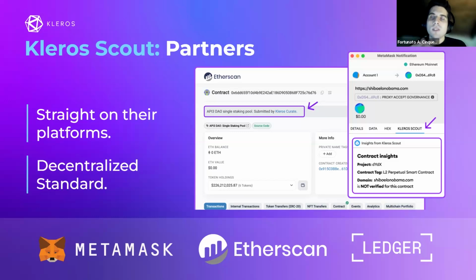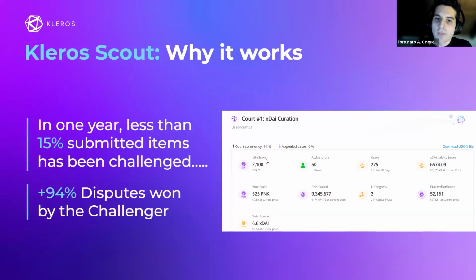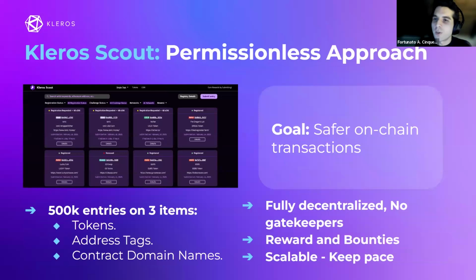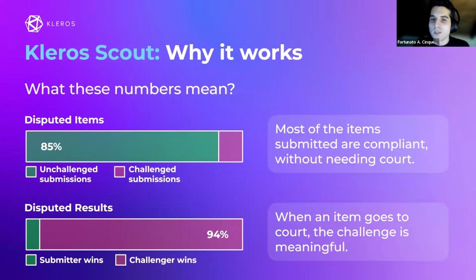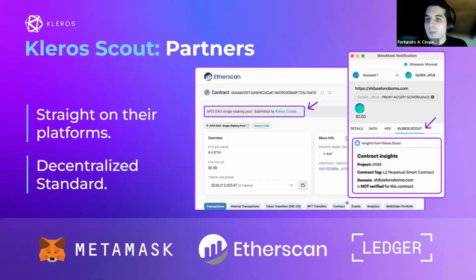And this is the exact vision that we have of how this verification should be used, because when a token is verified, the final user doesn't necessarily have to go back to Kleros Scout and manually check if the token is compliant. They have their MetaMask interface, the Etherscan interface, and right away they see that the contract is verified. And this significantly simplifies how we handle transactions.